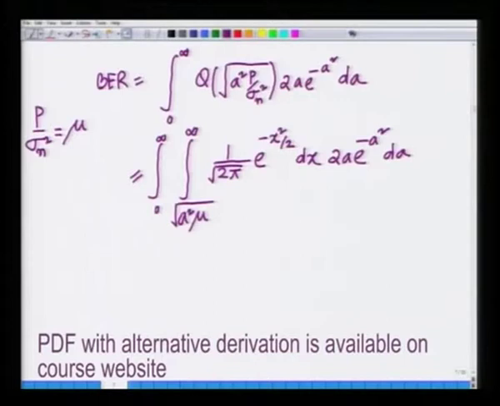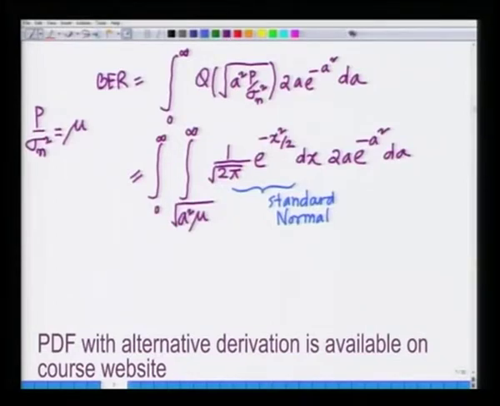function of A, which is 2a e power minus a square. But the Q function itself is described in terms of an integral. That is, if P over sigma n squared is denoted by mu, then Q of square root of a square mu is nothing but the integral from square root of a square mu to infinity of 1 over square root of 2 pi, e power minus x square by 2. As you can see, this is the standard normal random variable. So, this is the cumulative distribution function, which is nothing but the integral of the standard normal variable.